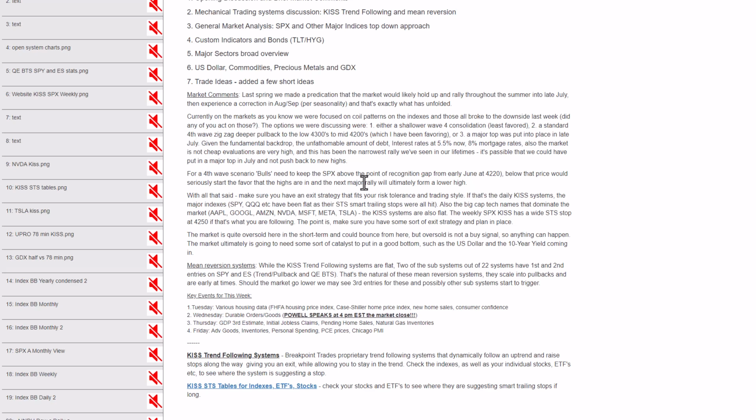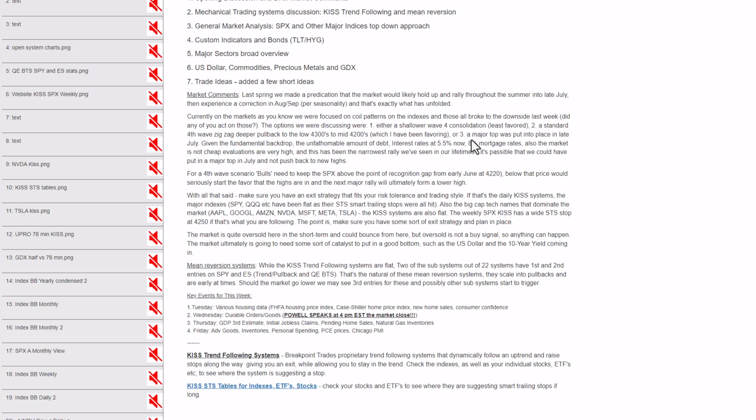Okay. And if the market, for example, if the S&P falls much below that June gap, there's a gap of recognition there for 42.20 on the cash, then the bull option will be really, not negated, but really in jeopardy. So the bulls really need that area to hold.